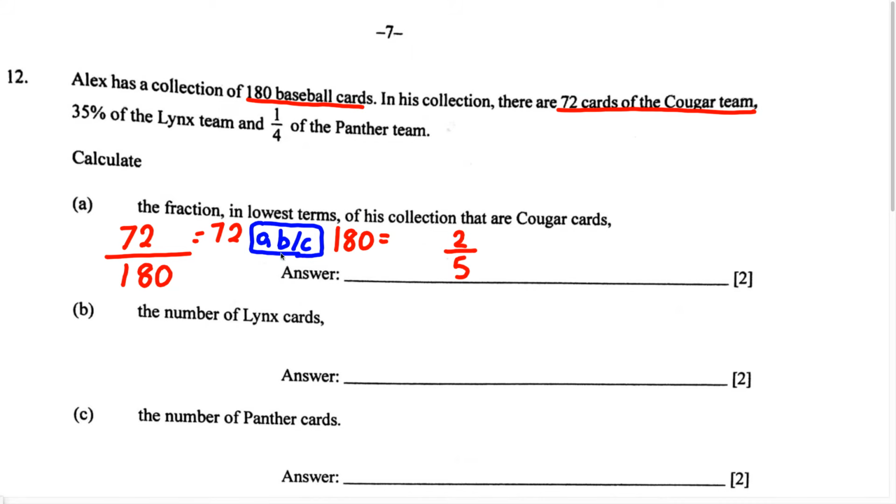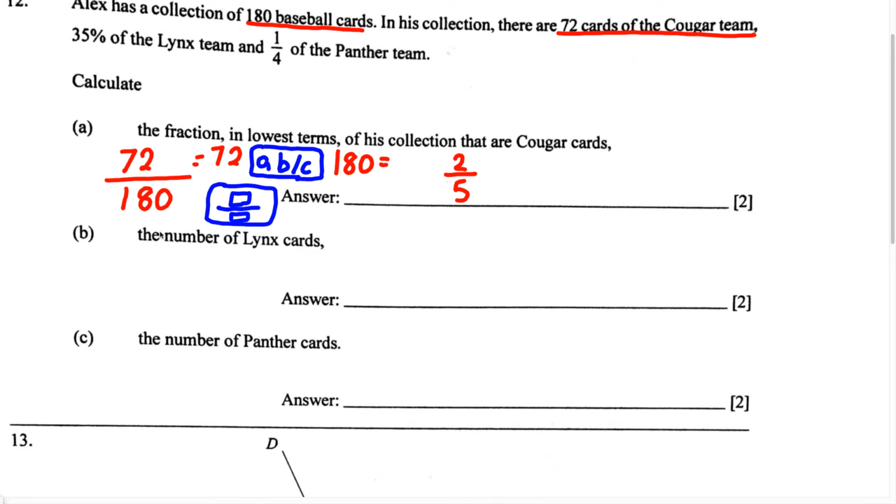Now, if you don't see the ABC key, you might see a key that looks like this. This is also the fraction key. If you do see this key on your calculator, just press this key. You can write 72 in the numerator and then write 180 in the denominator and then press equal, and you should get it in its lowest terms, which is going to be 2/5.